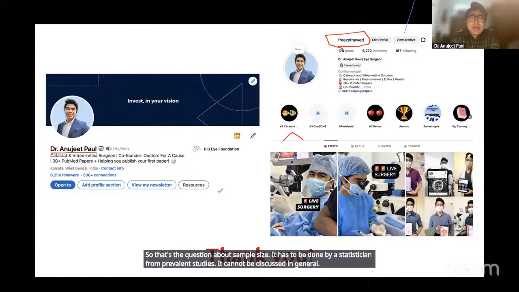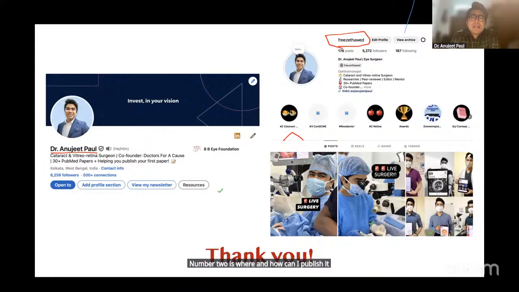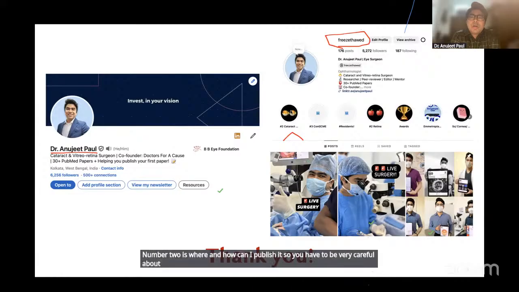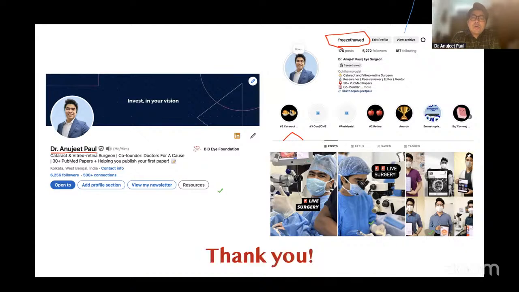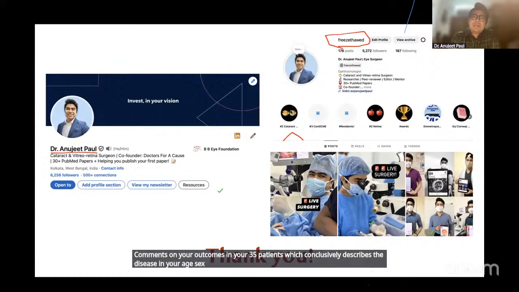Number two is where and how can I publish it? You have to be very careful about what you're auditing, what you're trying to find out. If you're just going to find out some demographic factors or descriptive factors of nasopharyngeal carcinoma, you must do it with a thorough review of literature, because otherwise your data doesn't have anything relatable. And you must come out with at least 2 to 3 conclusive comments on your outcomes in your 35 patients, which conclusively describes the disease in your age, sex, population, demographic data. Then only you can think about publishing it.